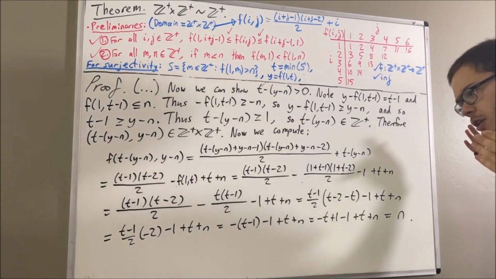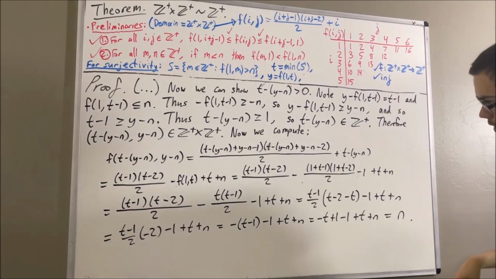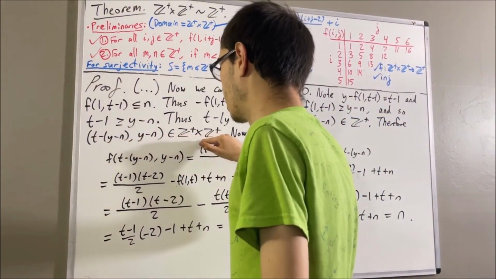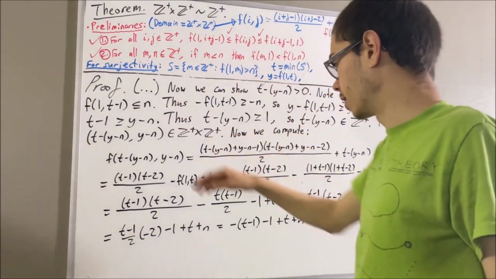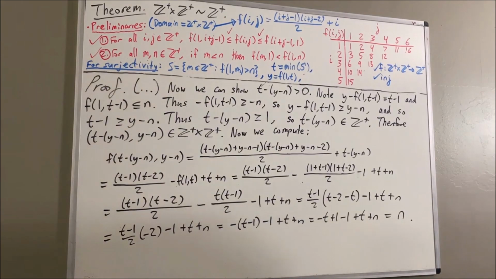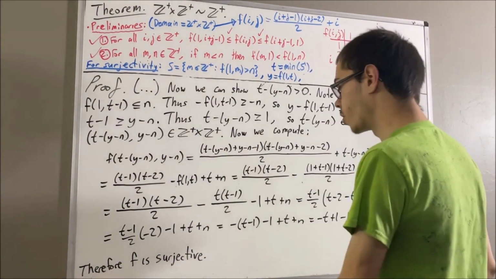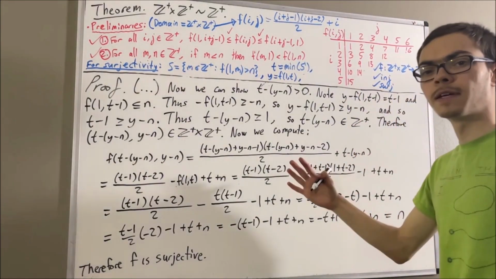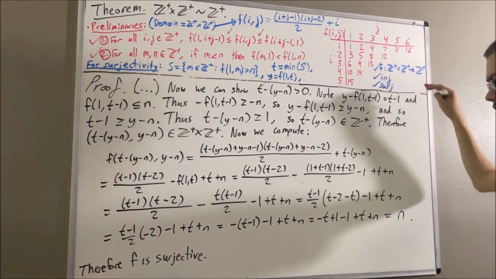So putting this all together, we gave ourselves an arbitrary positive integer n. And we proved that there exists an ordered pair of positive integers such that if we send that ordered pair of positive integers into the function f, it yields the output value of n. So this proves that f is surjective. So we have proven that f is both injective and surjective, which means f is a bijection from the ordered pairs of positive integers to the positive integers.